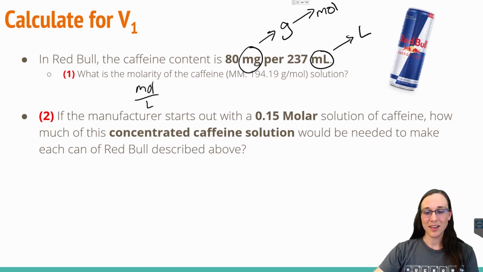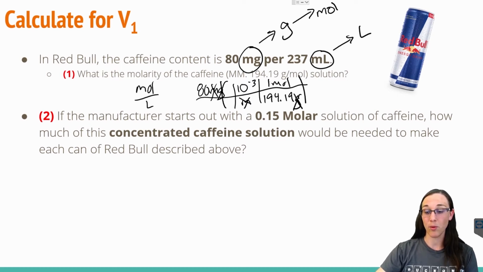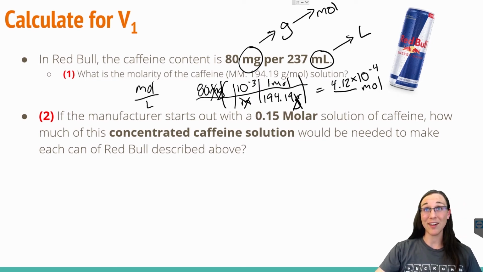Let's start with the caffeine. If we have 80 milligrams to start with, we know that there are 10 to the negative 3 in every milli, and that'll get rid of this milli value here, and I'll be left with grams. Now I need to convert to moles. I'm going to use the molar mass that I was given, 194.19 grams in 1 mole of caffeine, in order to cancel out the gram aspect and be left with moles. So now I know that the moles of caffeine are 80 times 10 to the negative 3 divided by 194.19, which is a value of 4.12 times 10 to the negative 4 moles of caffeine in Red Bull.